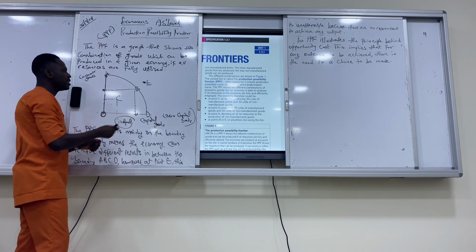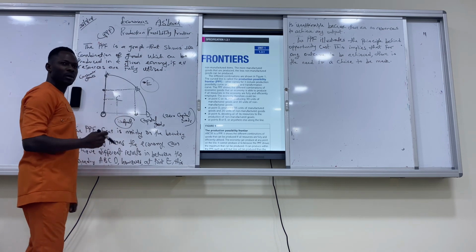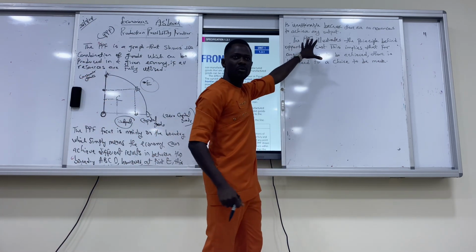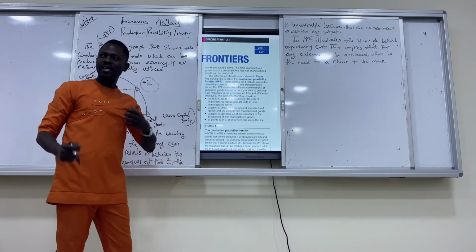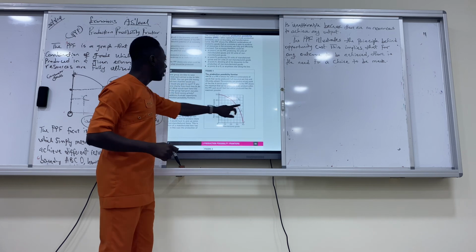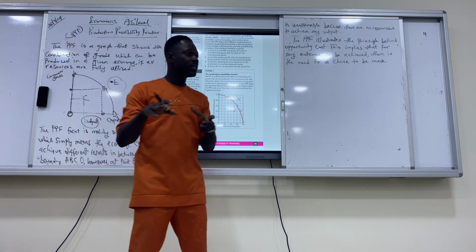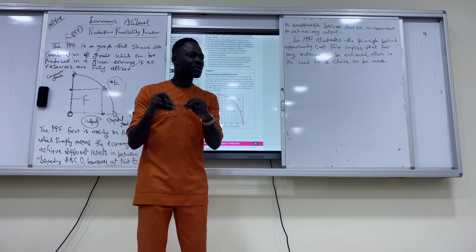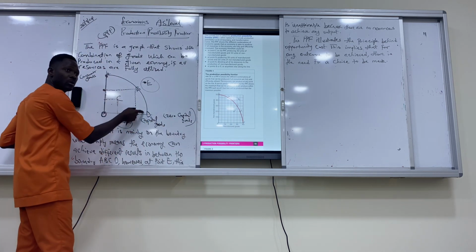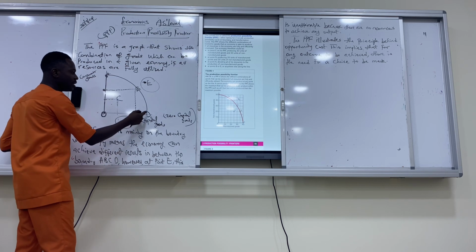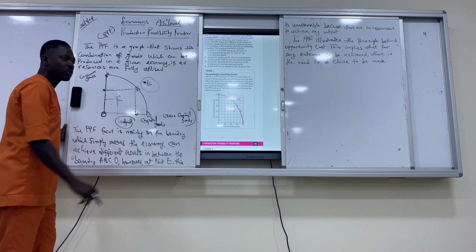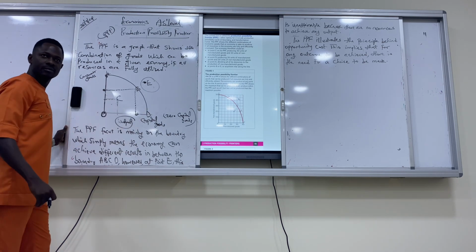Now let's go to point E. Point E, I wrote here, is unattainable. Why is point E not attainable? It's not attainable because at that point, like G here, the economy does not have resources to produce. This is our boundary, yes or no? Yes. This is our boundary, right? This ends our output. Anything beyond here, we cannot achieve because we don't have resources for it.